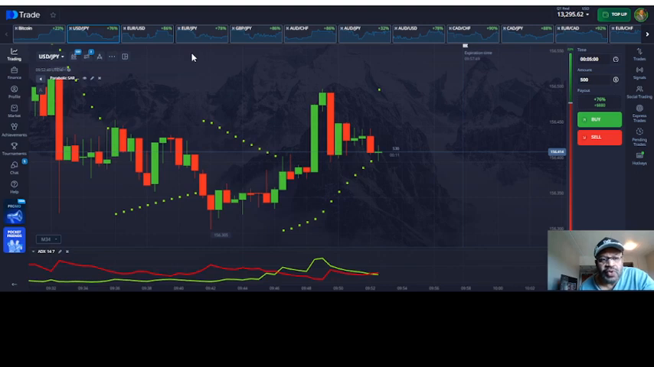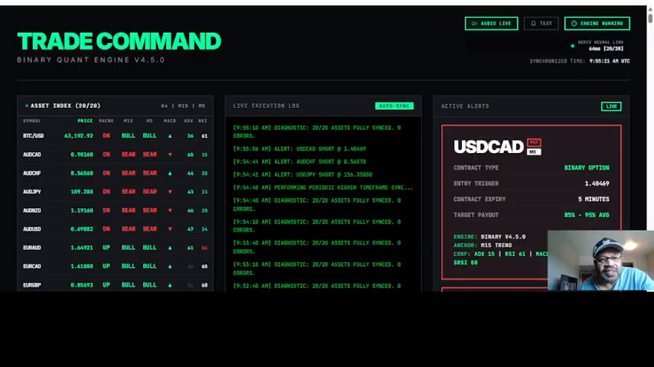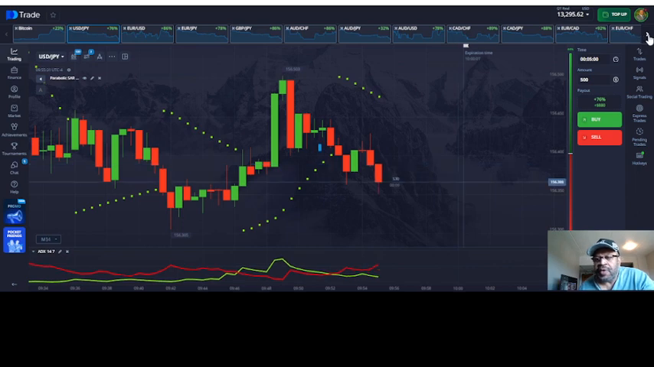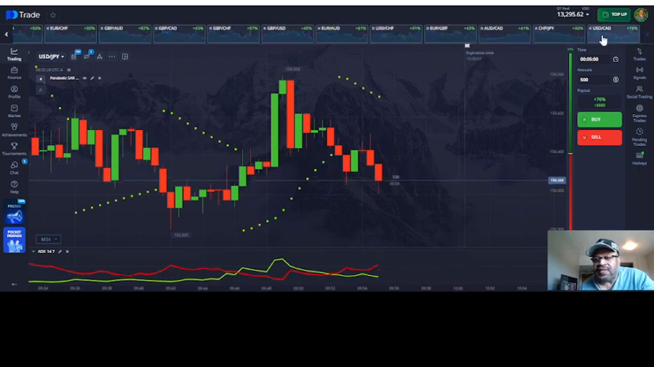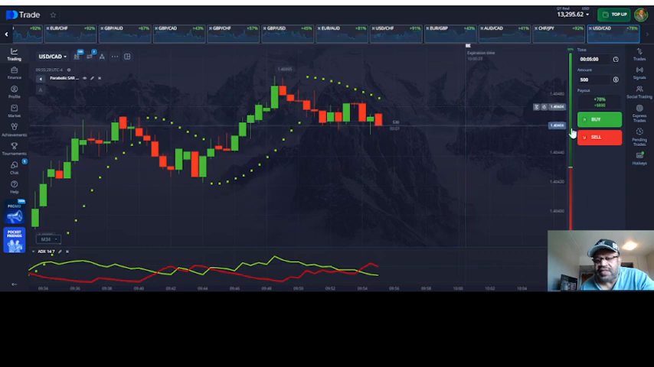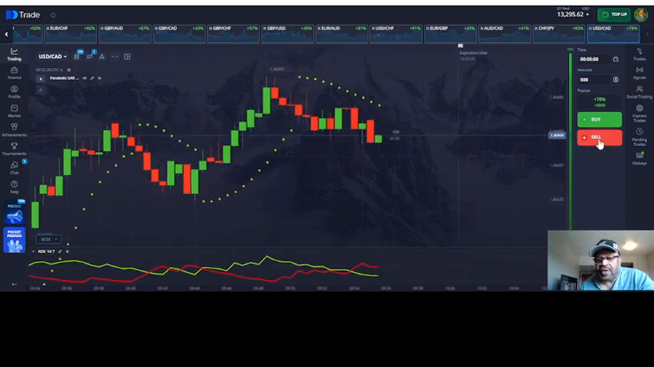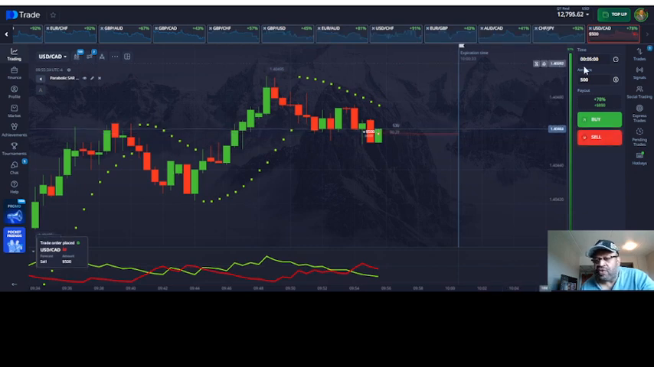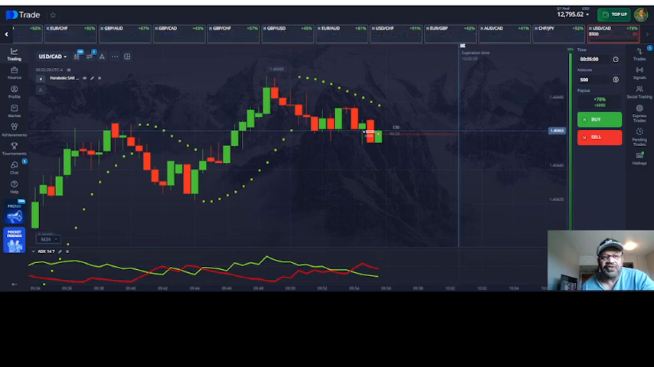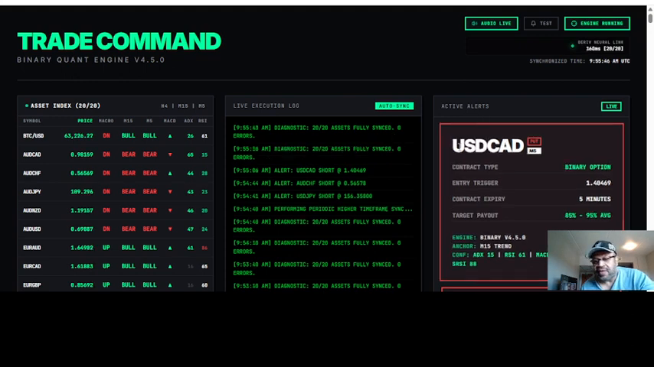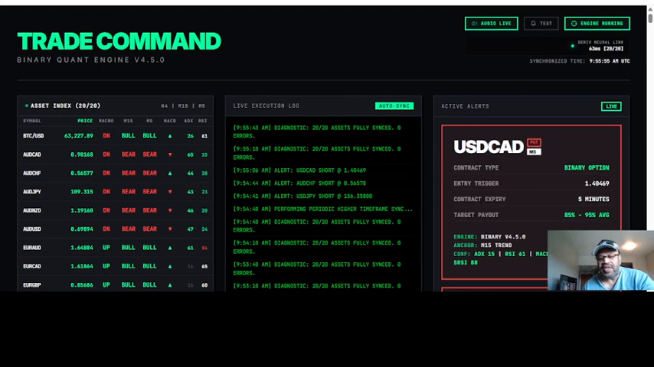So I'm going to go to my US dollar Canadian dollar asset here. So we check the asset and it's telling me to take a 5 minute short. So I went ahead and took a 5 minute short. You also want to make sure that your trade time is set to the time that the quant engine recommends for the binary trade. So we're taking a 5 minute binary trade here, US dollar, Canadian dollar, 5 minute short or put trade, a sell trade. All right, so what I'm going to do is I'm going to pause the video till about 30 seconds left in the trade, come back and check the results of the trade.